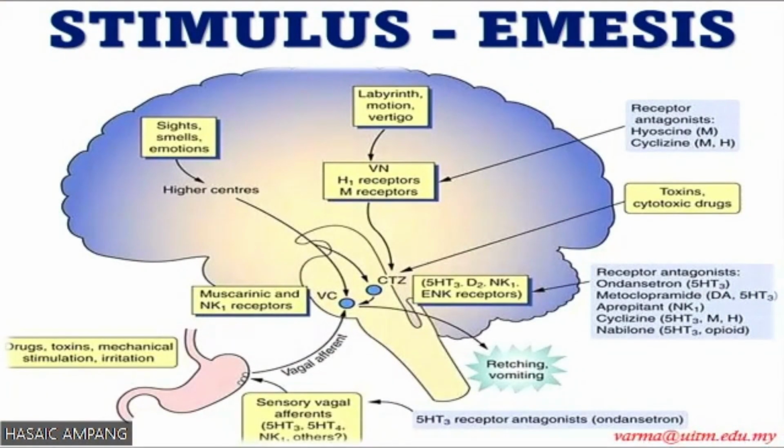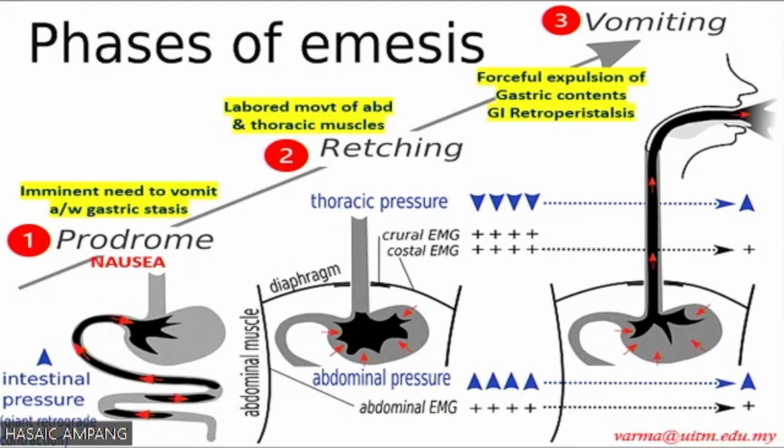So this is what I said. This is the summary of it. You can see what drugs they gave where and everything. Okay, I will share this slide later. Next question will be phases of emesis.